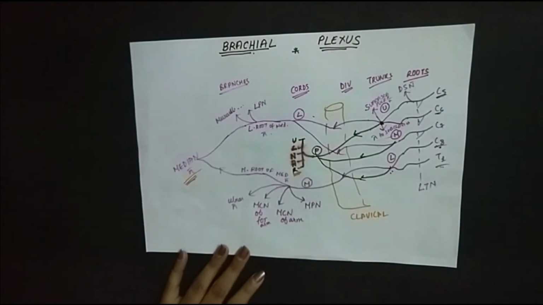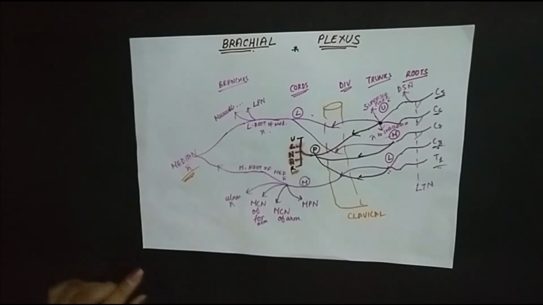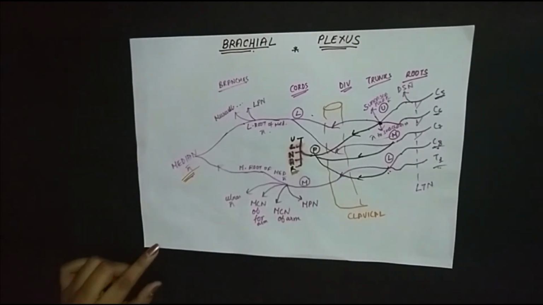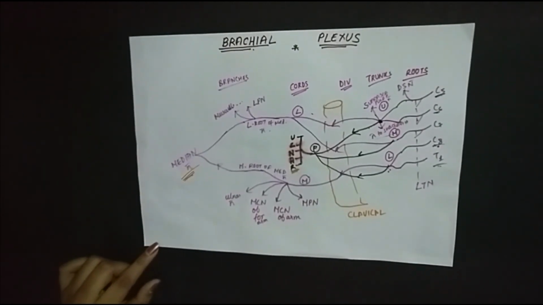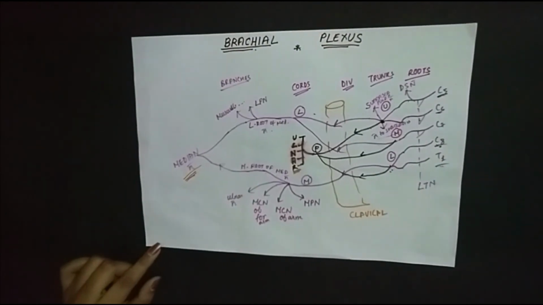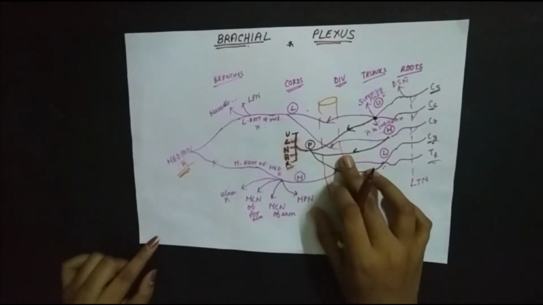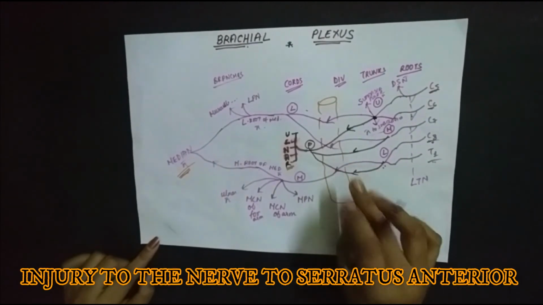Okay. Now next, the disabilities. Disabilities are complete claw hand, and cutaneous anesthesia and analgesia in a narrow zone along the ulnar border of the forearm and hand. Okay.